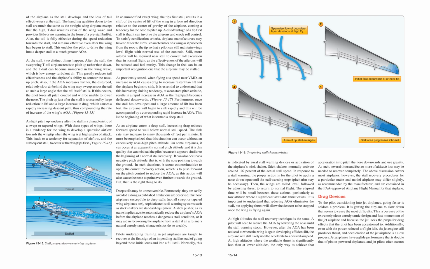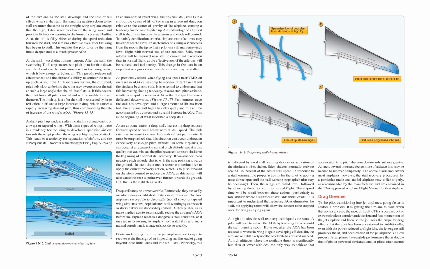Normally, this is indicated by aural stall warning devices or activation of the airplane stick shaker. Stick shakers normally activate around 107% of the actual stall speed. In response to a stall warning, the proper action is for the pilot to apply a nose-down input until the stall warning stops. Pitch trim may be necessary. Then, the wings are rolled level, followed by adjusting thrust to return to normal flight. The elapsed time will be small between these actions, particularly at low altitude where significant available thrust exists.